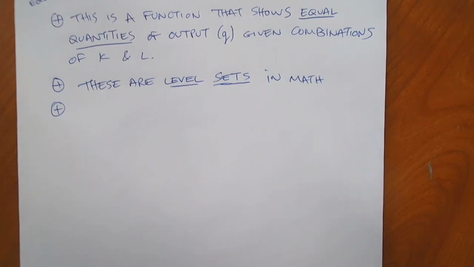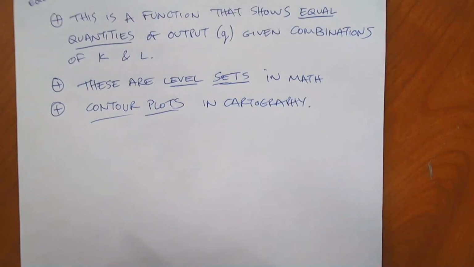Same thing for oceans, right? Depth sort of maps. These are sort of contour plots. Okay. So the official definition that we're going to use in microeconomics goes like this.